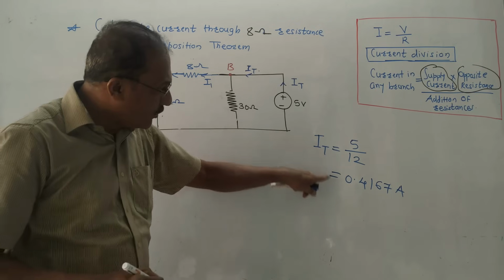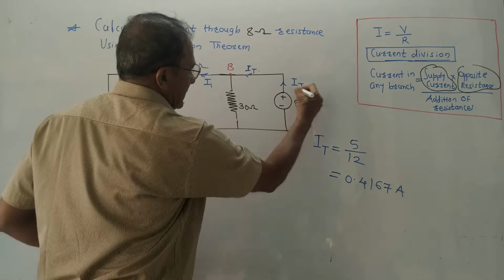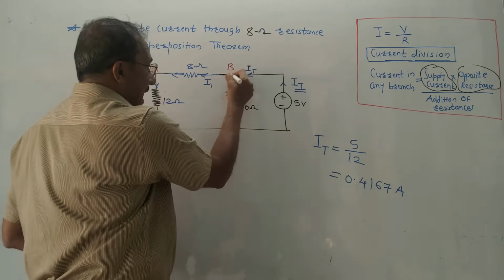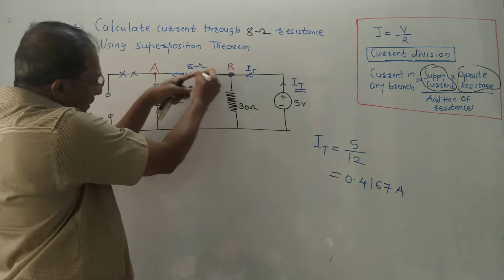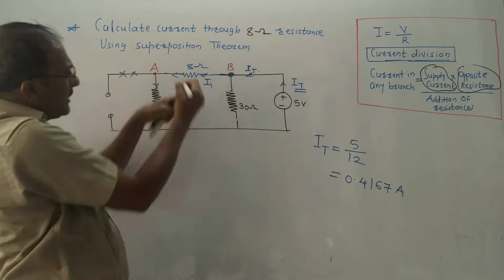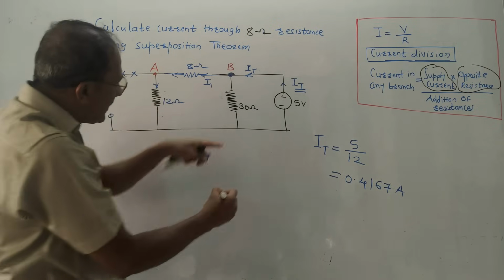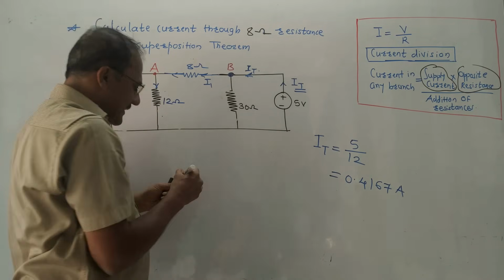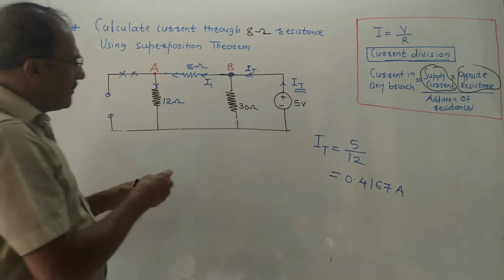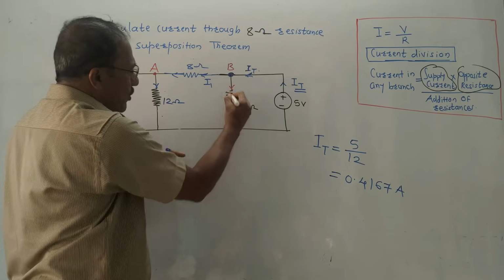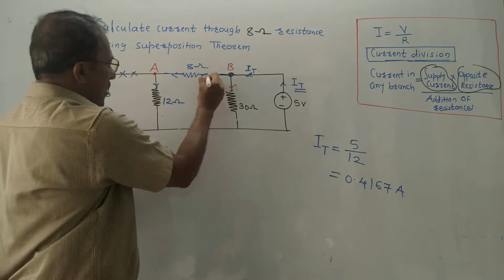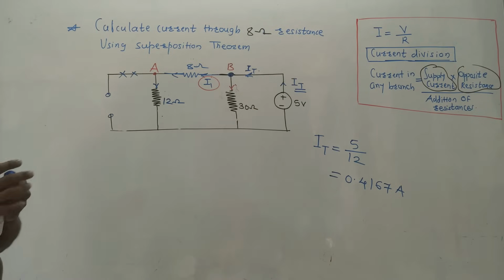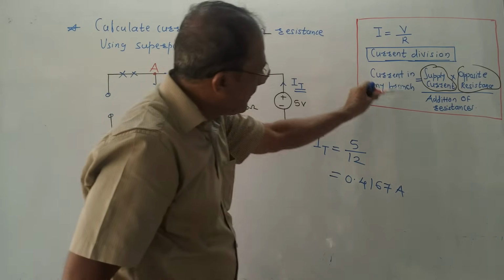I have already calculated total current. Total current is this current, IT. After this point, current gets divided. Some current is flowing in the forward direction, that is denoted by I1. The remaining current is passing through the 30 ohm resistance, this current. But I am not interested in this current. What I am interested in, I want to calculate current I1. Again, make use of the current division formula.